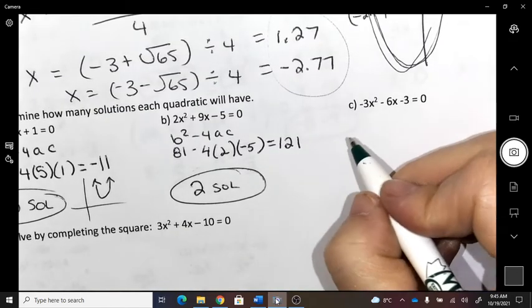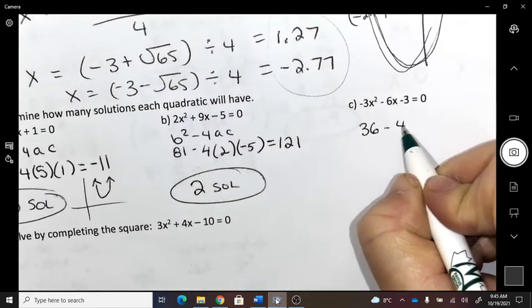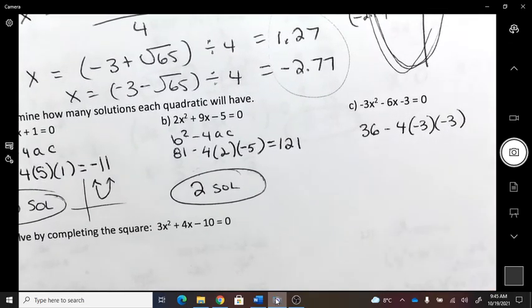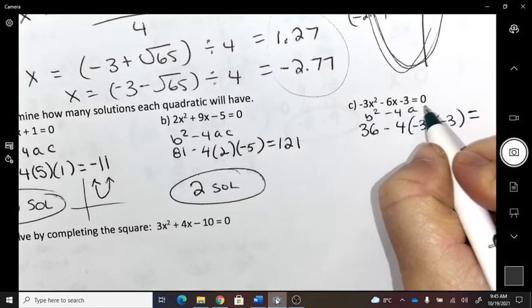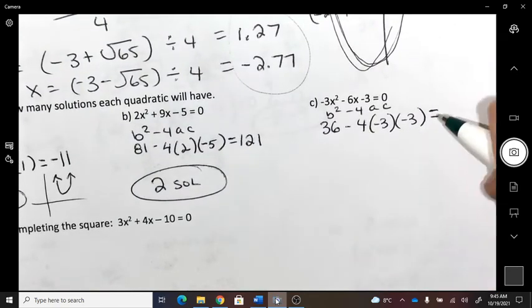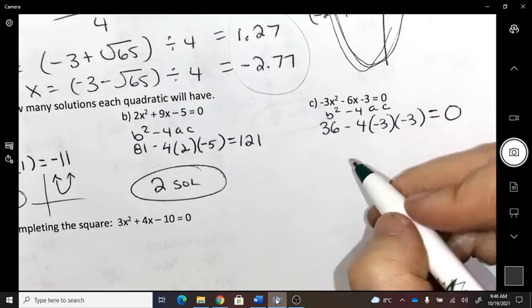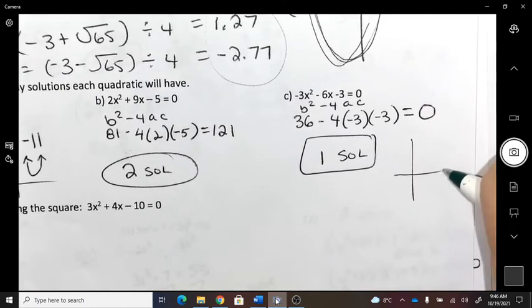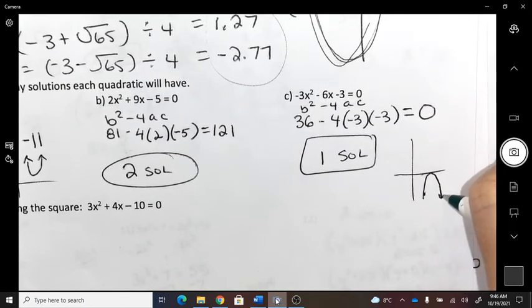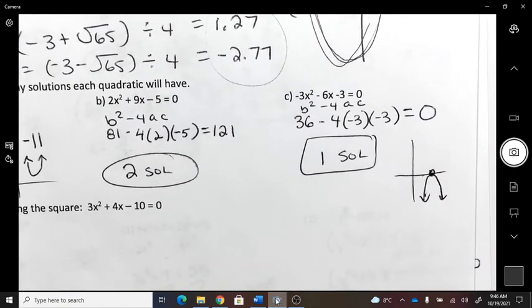Okay, and the last one. B squared minus 4 times A times C. I got 0. This is going to have 1 solution. So if I just thought quickly a sketch of something that would have just 1 solution, that's kind of what's going on with a parabola.